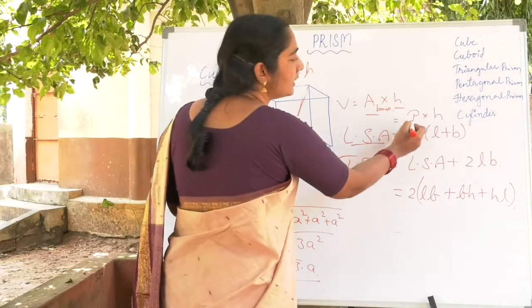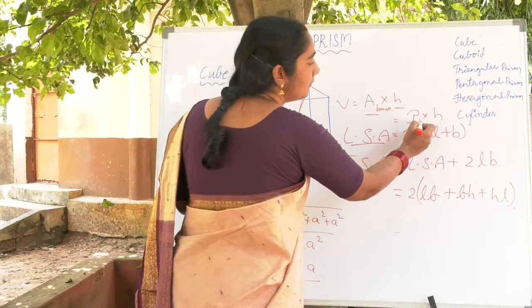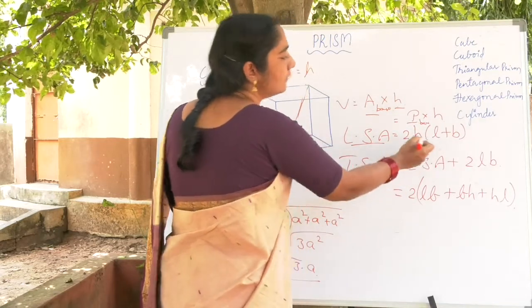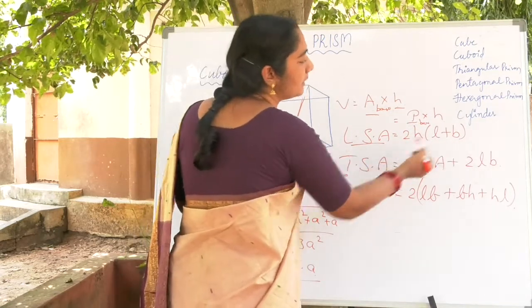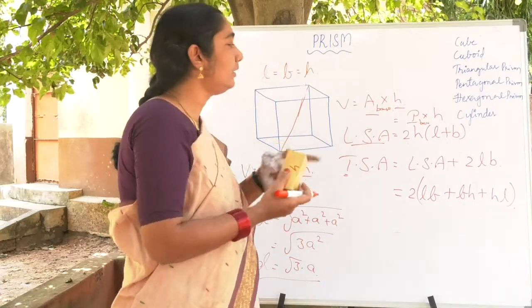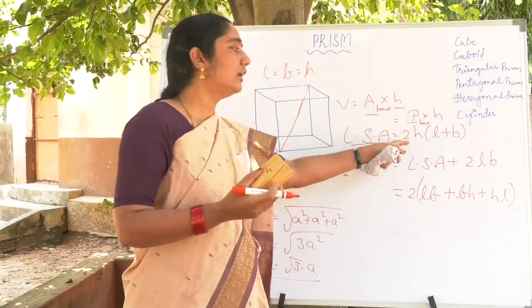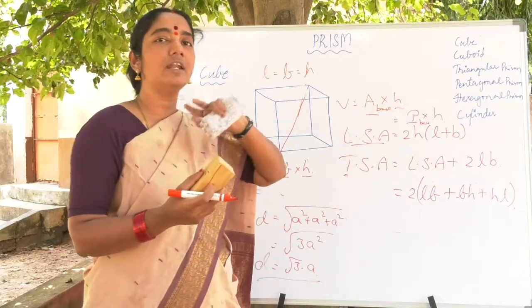The lateral surface area is given by the perimeter of the base into height. The perimeter of the base is 2 into (L plus B), that is a rectangle, into height h. So now, I think you understood the generalized formula.